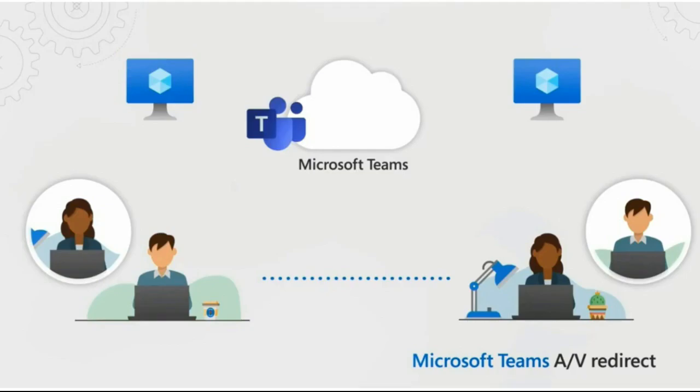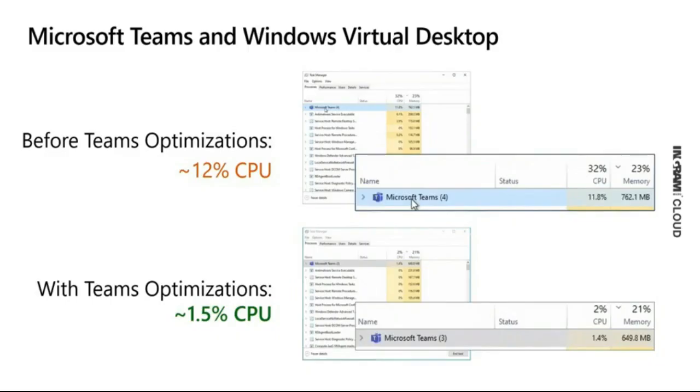To give you a view of that performance, this slide has just two screenshots of Task Manager, one running without AV redirection and one running with the Teams optimization that takes advantage of AV redirection. And you can see that there's a reduction from 12% CPU usage to 1.5% CPU usage, which is a huge reduction that goes right down to the VM density you're able to pack into the VM, which is a huge cost saving if you have users doing a lot of calling and collaboration.